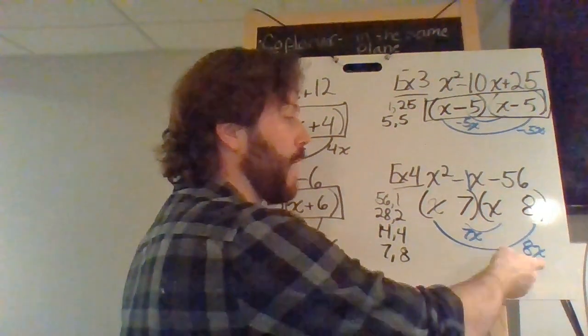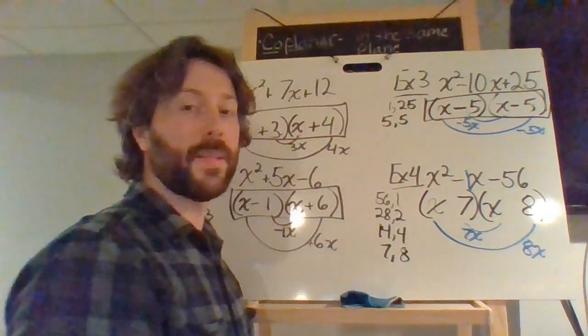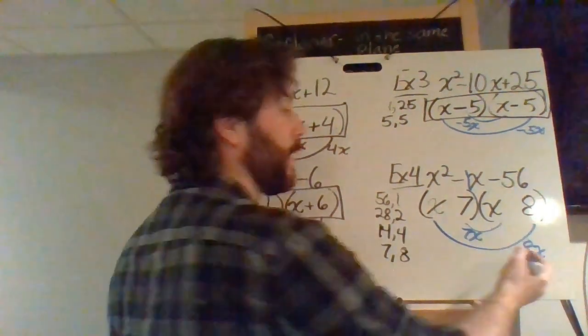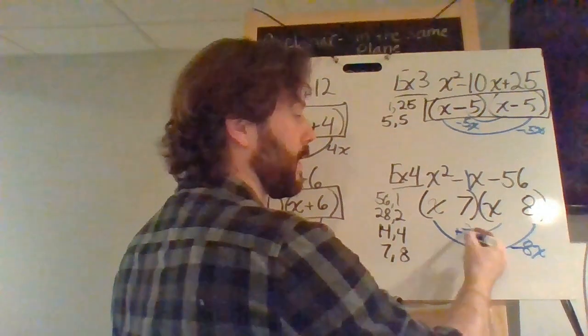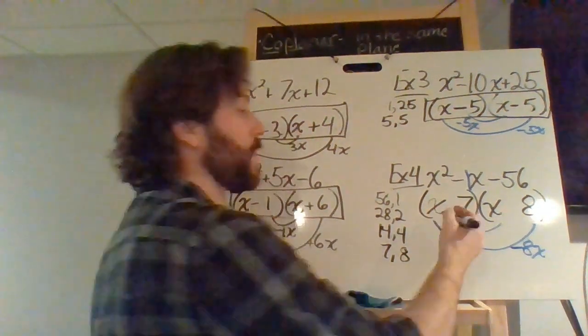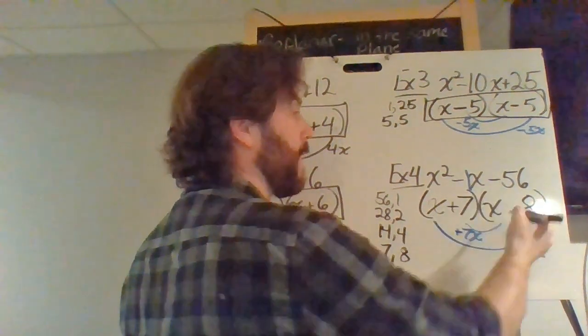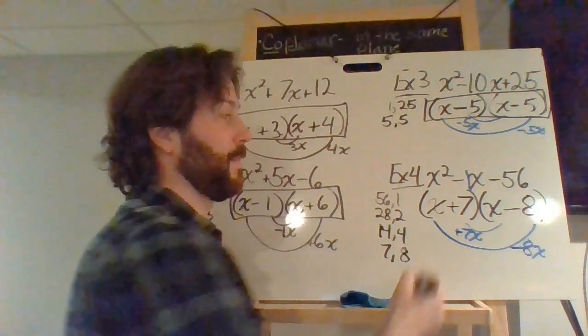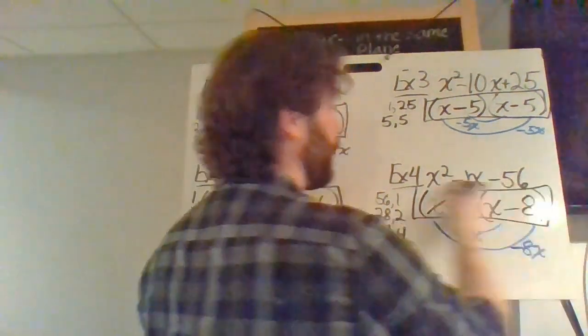Now, the larger outer or inner gets the same sign as bx. Since 8x is bigger, it gets the minus, 7x gets the plus. So that means it's got to be x plus 7 and x minus 8. And now we're factored.